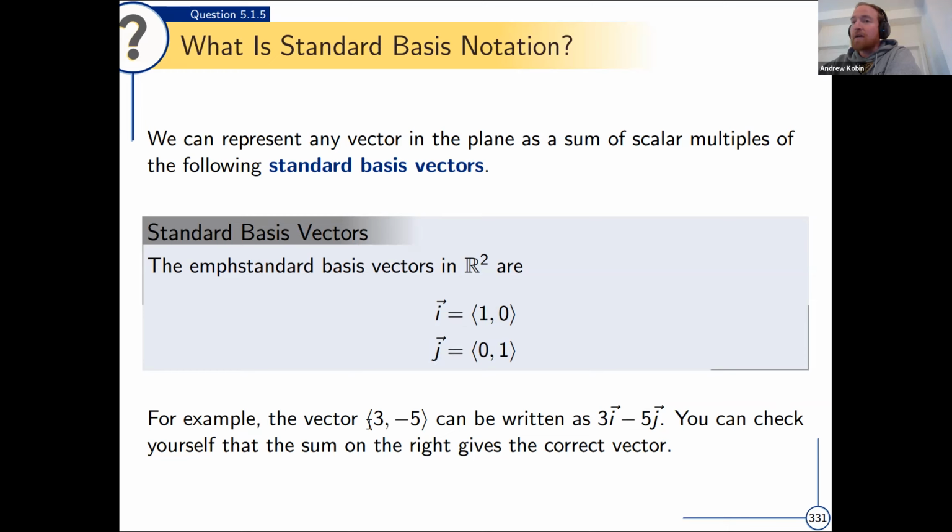For example, the vector (3, -5), 3 units of x displacement, -5 units of y displacement, can be written as 3 i's minus 5 j's. That's what's called a linear combination of i and j. And you can check for yourself that this is the right combination. You can also do this geometrically by stretching the x directional i by 3, stretching the y directional j by -5, which means flip it over and stretch by 5, and then add those together head to tail to get the vector (3, -5).